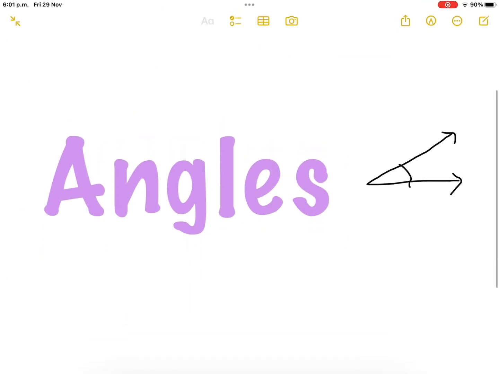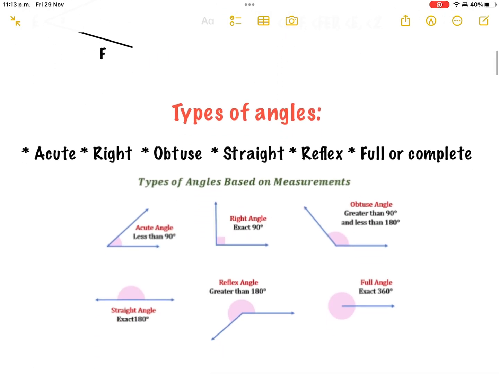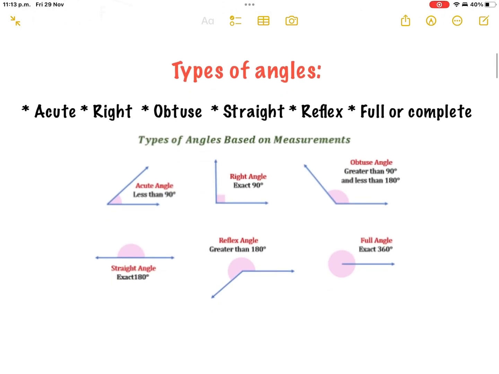Hello, welcome to looking at the angles. Firstly, what is an angle? An angle is a figure formed by two non-collinear rays that have a common endpoint. As shown in the model, the angle can be named in four different forms: DEF, FED, E, and 2.